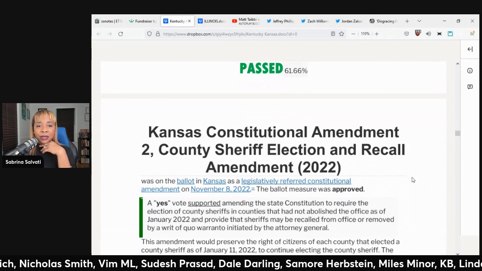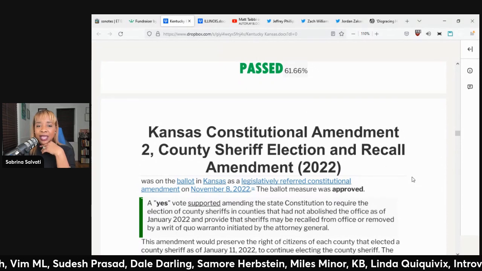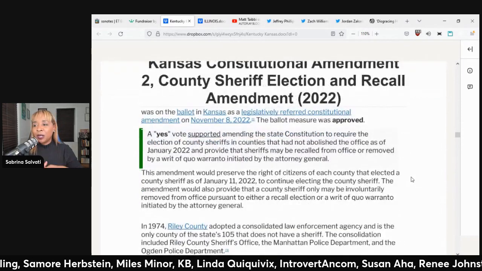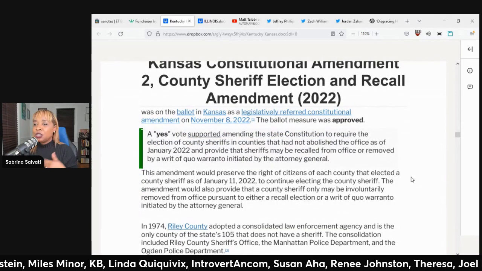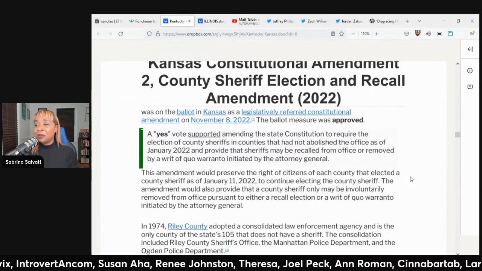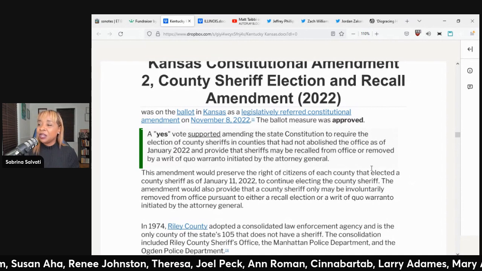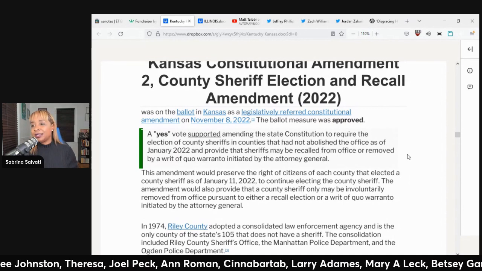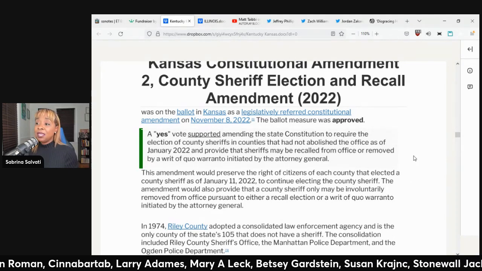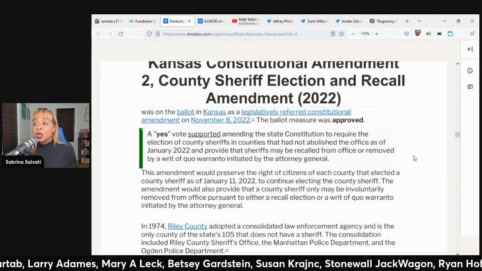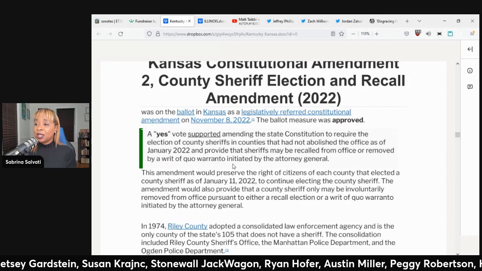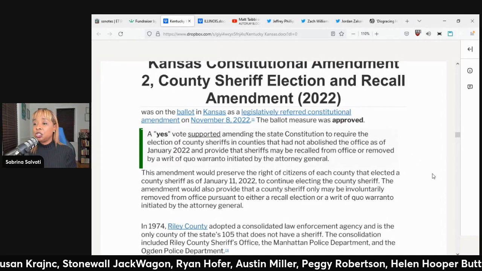Kansas Constitutional Amendment 2, County Sheriff Election and Recall Amendment. Whoa. A yes vote supported amending the state constitution to require the election of county sheriffs in counties that had not abolished the office as of January 2022, and provide that sheriffs may be recalled from office or removed by a writ of quo warranto initiated by the Attorney General. I'm sorry, this is funny.